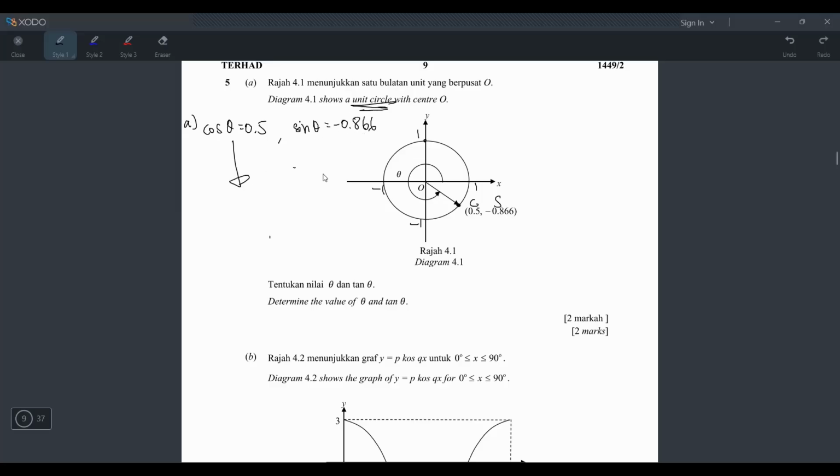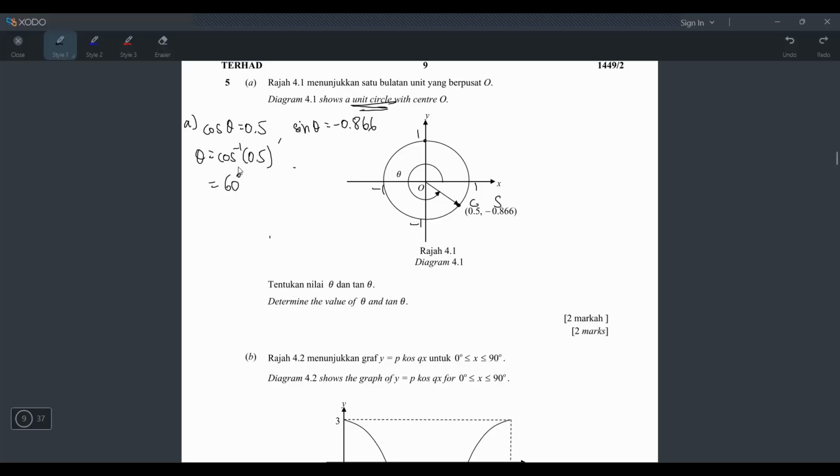And you can choose which one you want to do here. Both will give you the same answer, right? So let's choose this one to do. So how to find theta? You move the cos, so it becomes cos inverse, and then 0.5. And now you press shift cos 0.5, and you get 60.